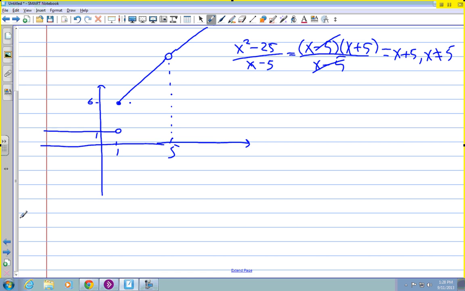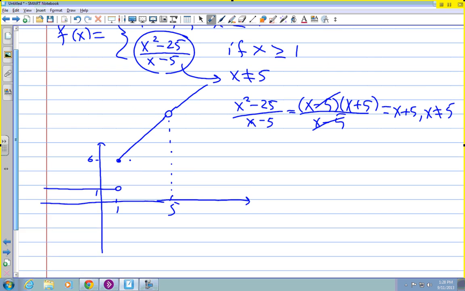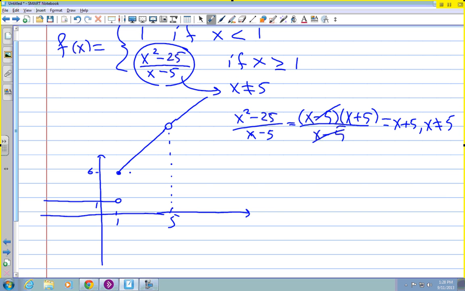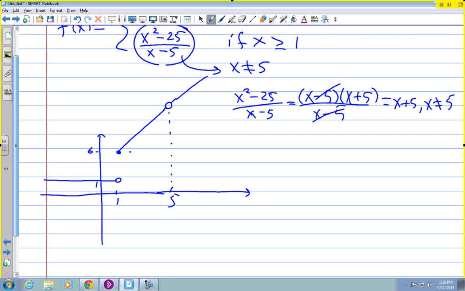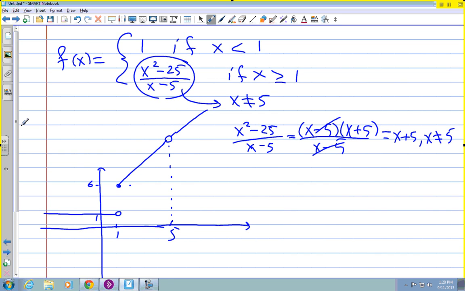With the x plus 5, how do you get that one? Well, I simplified this expression, x squared minus 25, so I got x plus 5. I just have to make sure to keep a hole in it because of the denominator. That's 5, yeah.